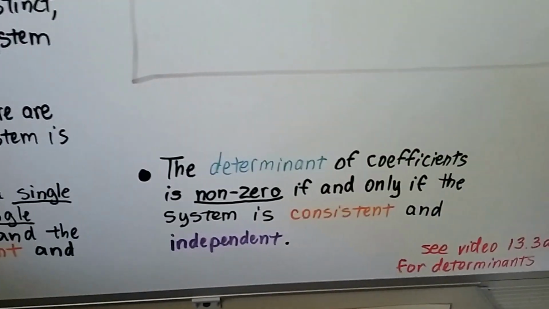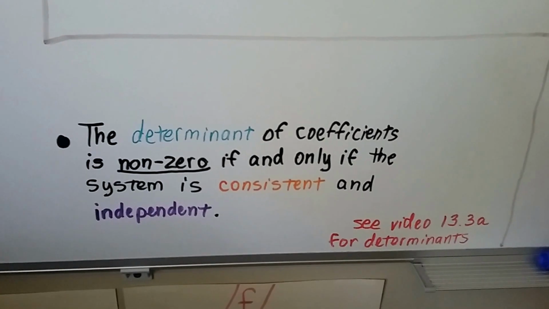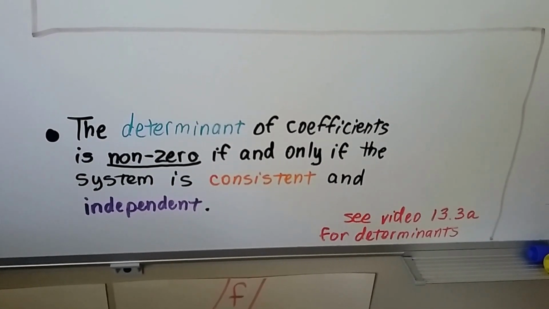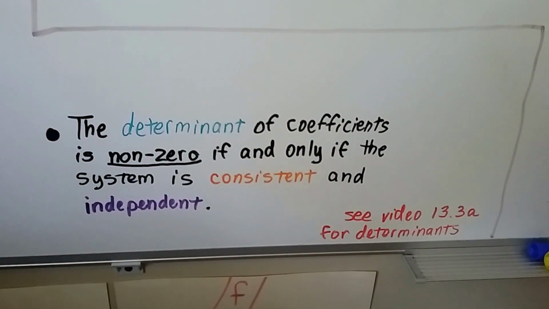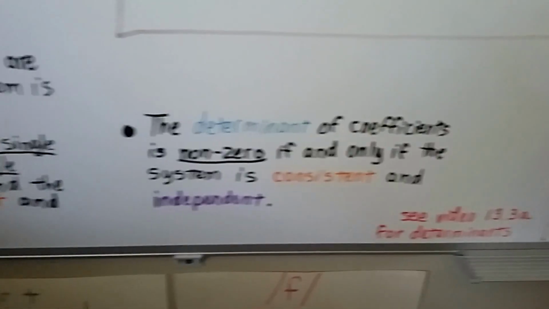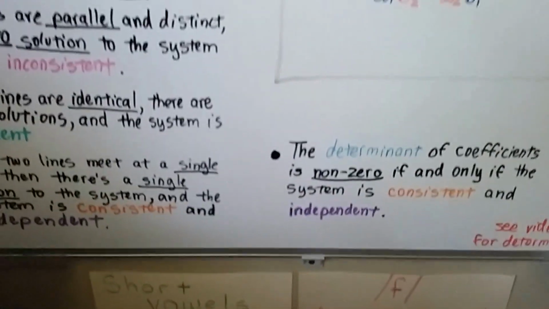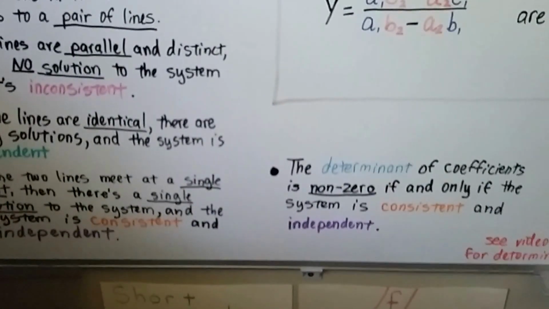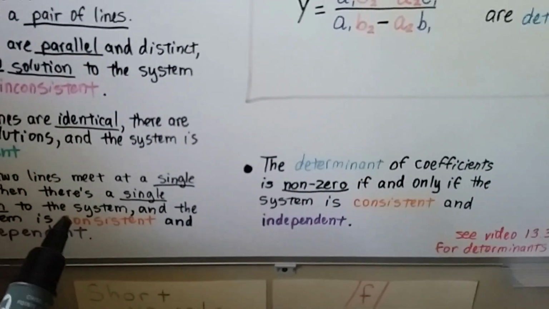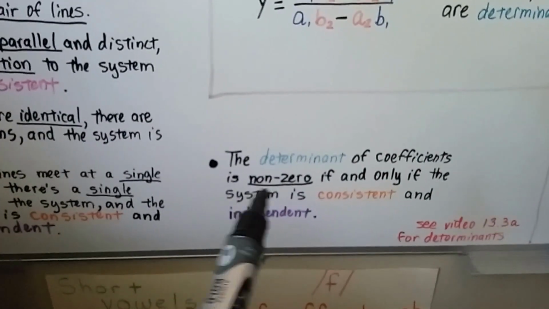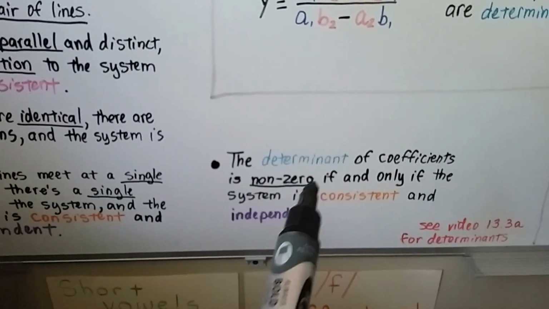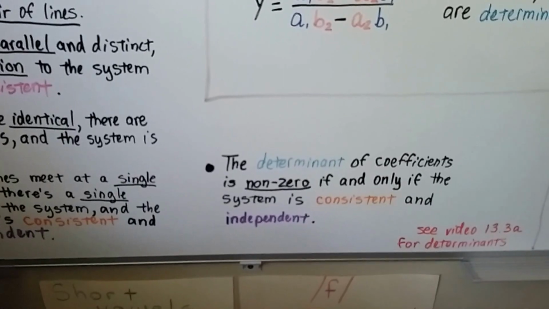So the determinant of coefficients is non-zero if and only if the system is consistent and independent. Now, if you're confused about determinants, see the previous video, 13.3a. There's a link in the description to get to it quickly. So what it's saying is, if the lines meet at a single point and there's a single solution, then the determinant of the coefficients is non-zero.